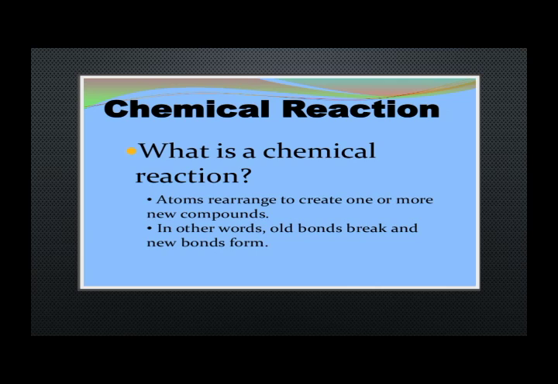So, first of all, the question is, what is a chemical reaction? Here is the answer. Atoms rearrange to create one or more new compounds. In other words, old bonds break and new bonds form. Or in simple words, two or more elements or compounds react together or mix together and form some new product, some new compounds. This is called a chemical reaction.